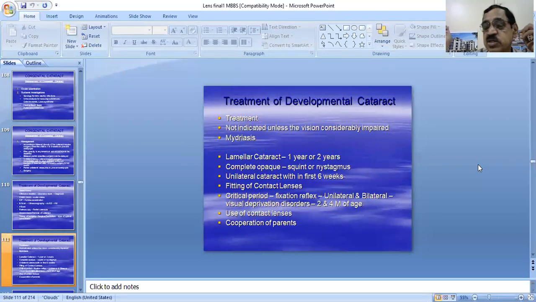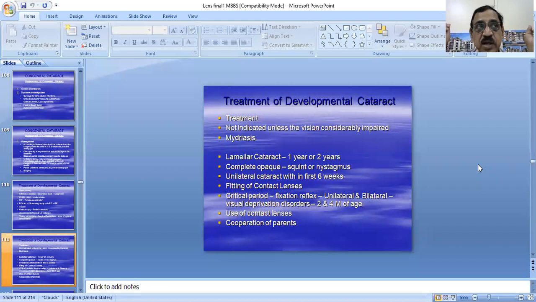Unilateral cataracts, normally they should be operated within 6 weeks. And suppose if we leave the eye aphakic, in such conditions actually we'll have to put in a contact lens or prescribe actually the spectacles to the individual. And critical period is when the fixation reflex actually occurs. So suppose if we don't operate in the second to fourth months of age, actually the patient may develop visual deprivation amblyopia. So one will have to be careful.